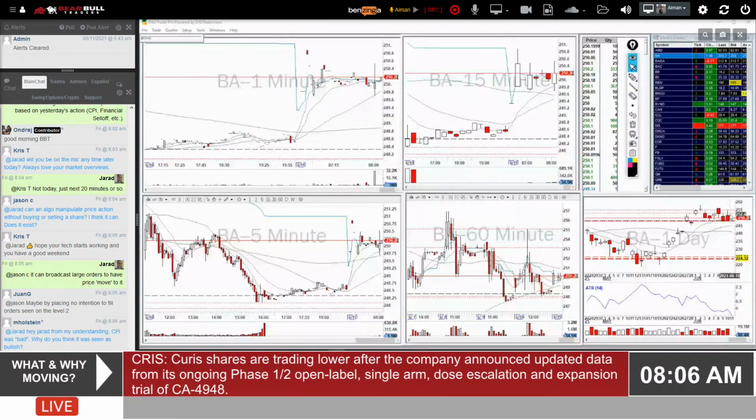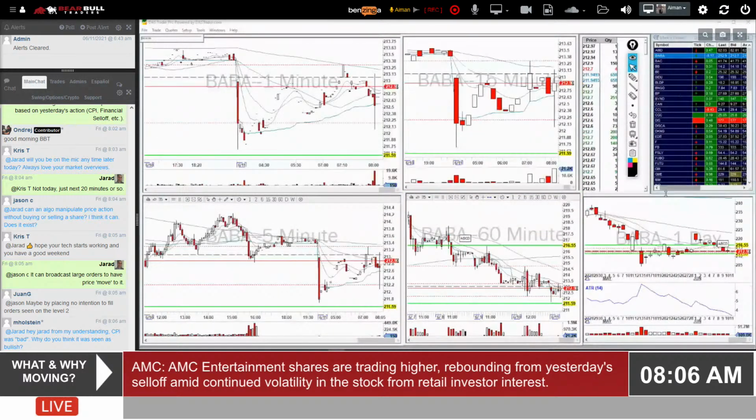This thing is ugly. Look at the 60. It's just choppy. It has a lot of levels ahead of it, a lot of levels below it, a lot of moving averages. It's just doing nothing sideways. You don't really want to trade something which looks like that.